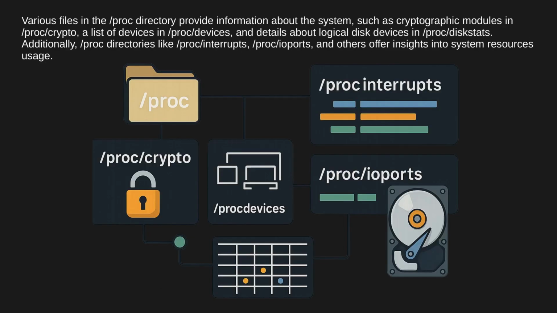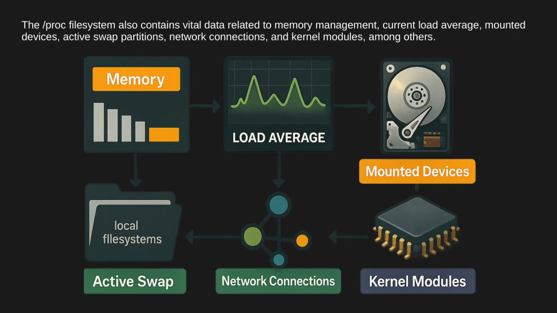Various files in the /proc directory provide information about the system, such as cryptographic modules in /proc/crypto, a list of devices in /proc/devices, and details about logical disk devices in /proc/diskstats. Additionally, /proc files like /proc/interrupts, /proc/ioports, and others offer insights into system resource usage. The /proc file system also contains vital data related to memory management, current load average, mounted devices, active swap partitions, network connections, and kernel modules, among others.